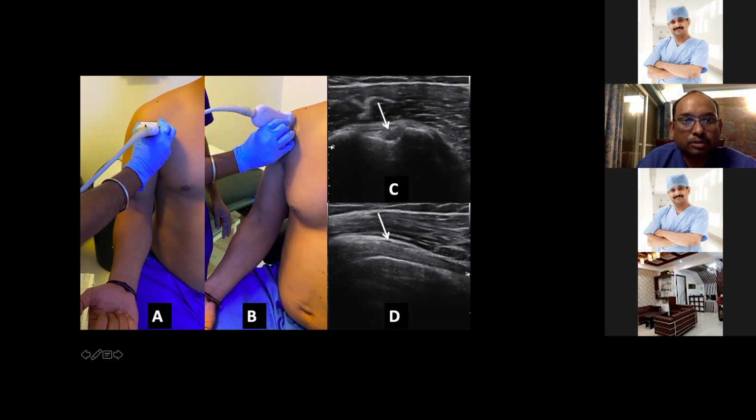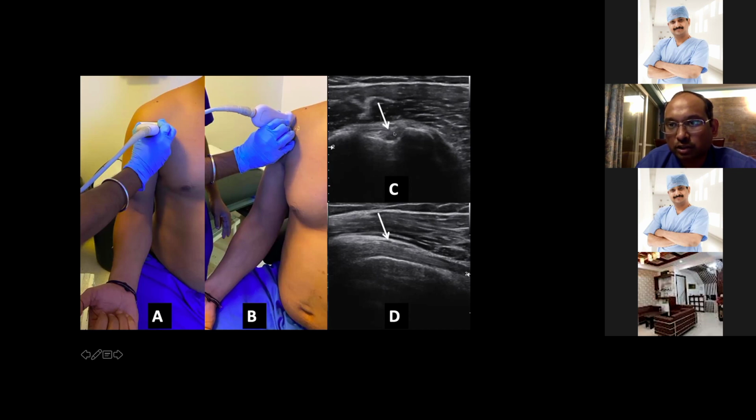Here the probe is put horizontally, and you can see the biceps tendon, which is seen within the bicipital groove. So this is the greater tuberosity and the lesser tuberosity. Within it, you can see the biceps tendon. And when we put the probe horizontally, you get this view, that is the end-on view of the long head of the biceps tendon. Just move the probe 90 degrees from the horizontal position, and it becomes the long axis view of the biceps tendon, which is seen in the bicipital groove.